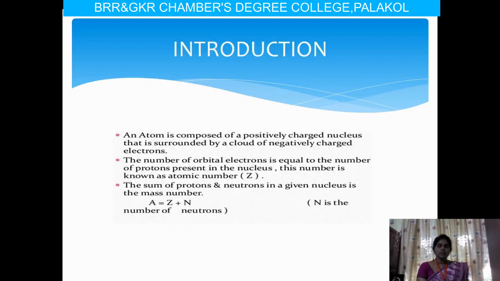So first, what is meant by an atom? It is composed of a positively charged nucleus and negatively charged electrons. The number of orbital electrons is equal to the number of protons present in the nucleus. This is known as the atomic number. The sum of the protons and neutrons is called the mass number. So an atom is indicated by its atomic number and its mass number.